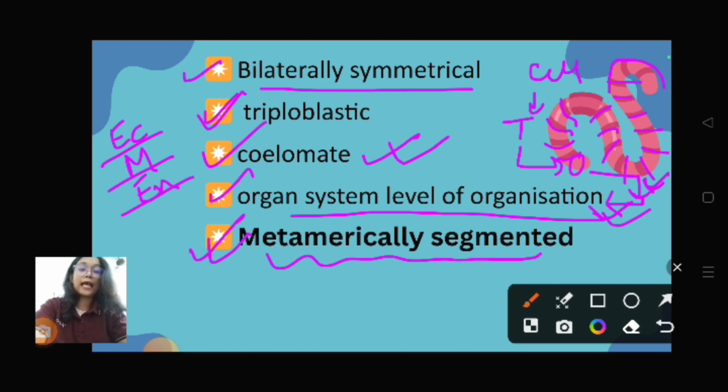in case of Annelida. But in case of Platyhelminthes and Aschelminthes, they were also worms. Platyhelminthes were the flatworms and Aschelminthes were the roundworms. Their metameric segmentation was not there. Okay, in Annelida only you can see metameric segmentation. Is it clear? This is the unique feature of this phylum.